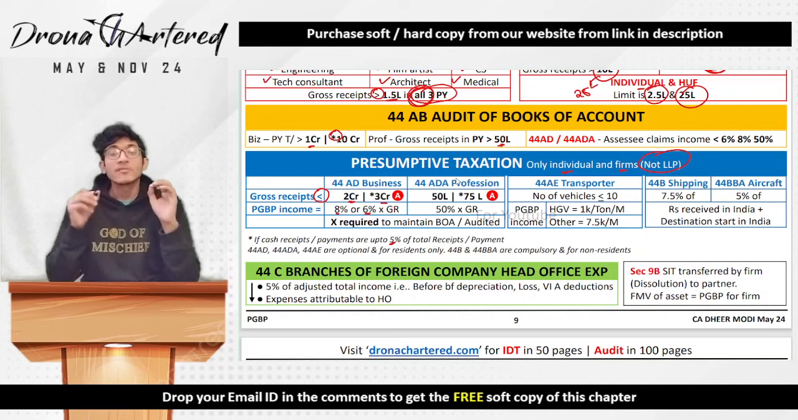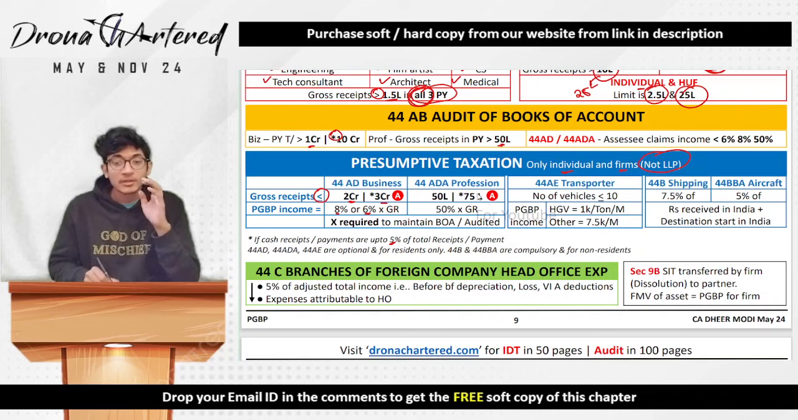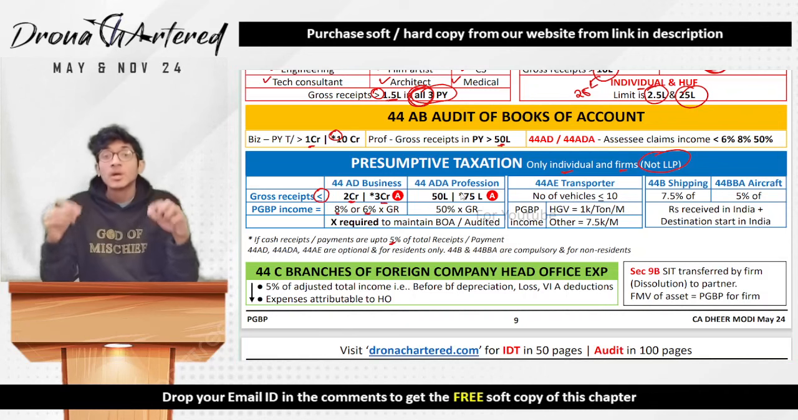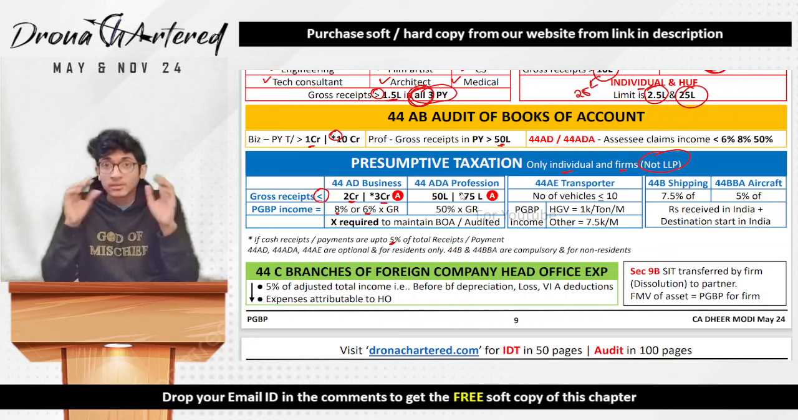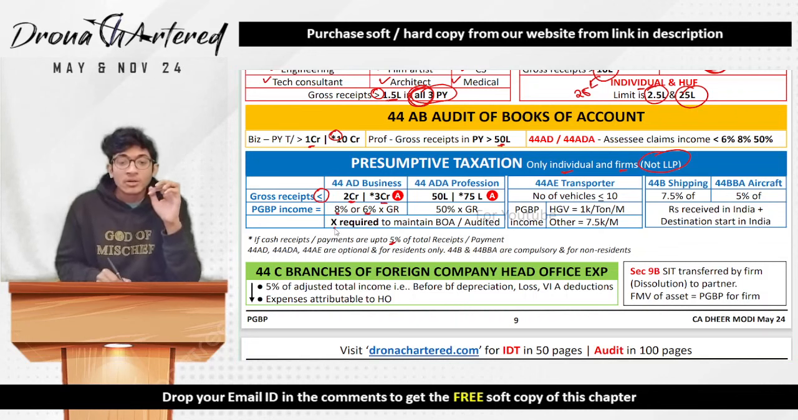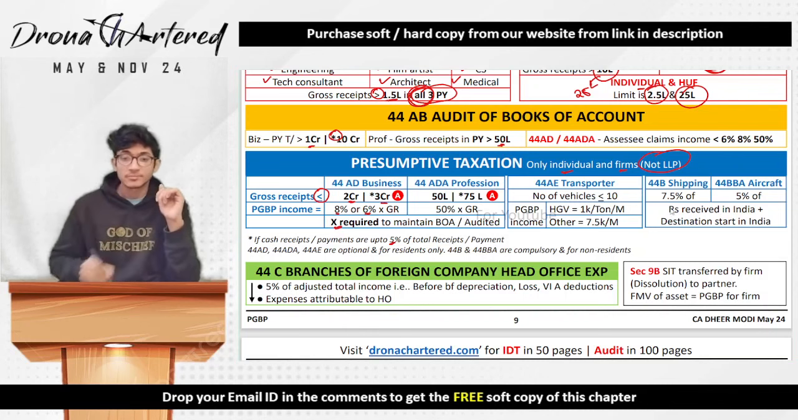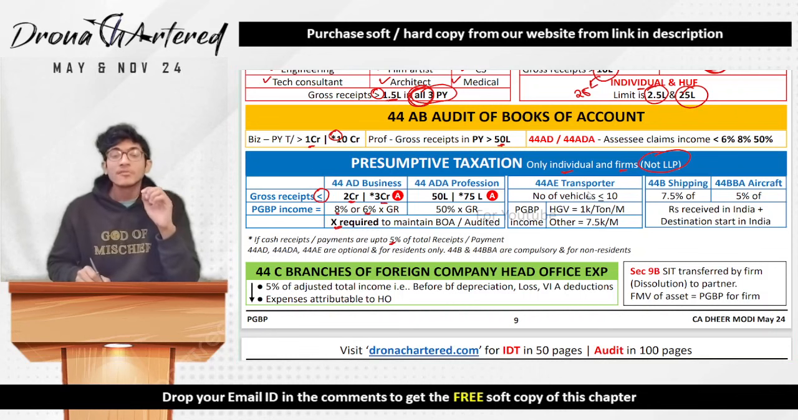Similarly, section 44ADA talks about your profession, and your limits are 50 lakh and 75 lakh. This 75 lakh is also an amendment. 50% of your gross receipts will become your PGBP income. Remember, this is your PGBP income. You still have to calculate tax on this. This is not your tax amount. They are not required to maintain books of accounts, and neither are they required to get them audited if they come under presumptive taxation. Section 44AE is for transporters.